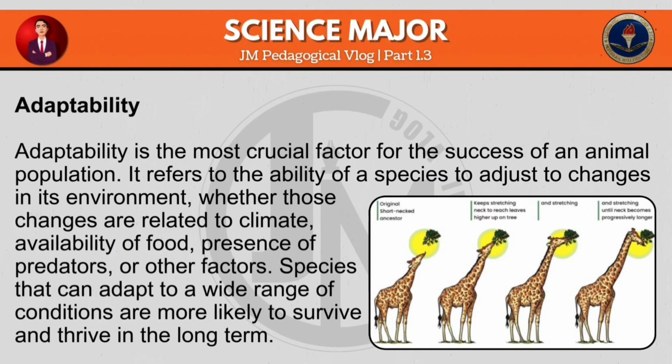Adaptability is the most crucial factor for the success of an animal population. It refers to the ability of a species to adjust to changes in its environment, whether those changes are related to climate, availability of food, presence of predators, or other factors. Species that can adapt to a wide range of conditions are more likely to survive and thrive in the long term.